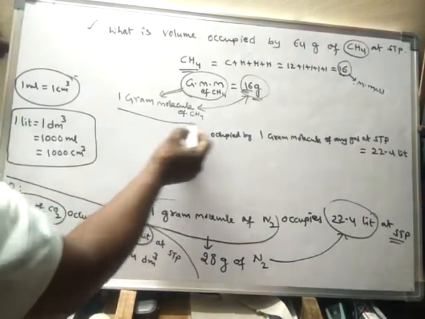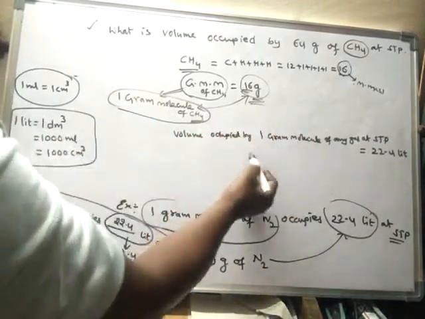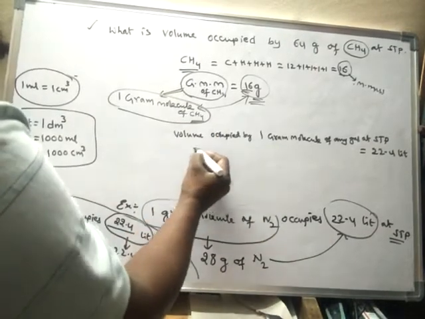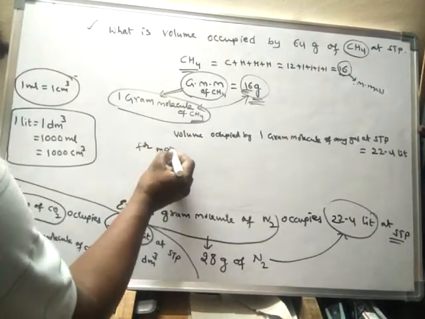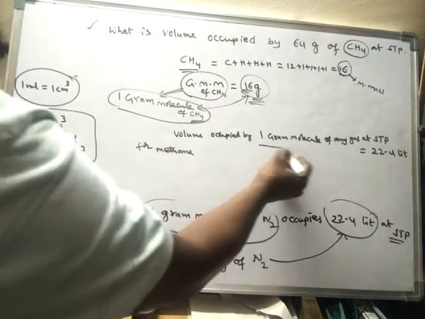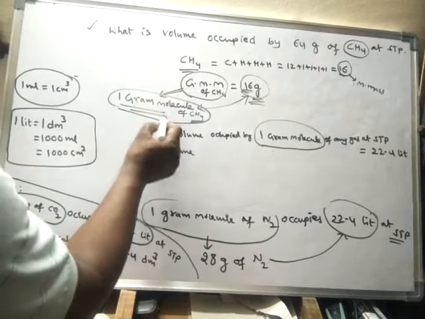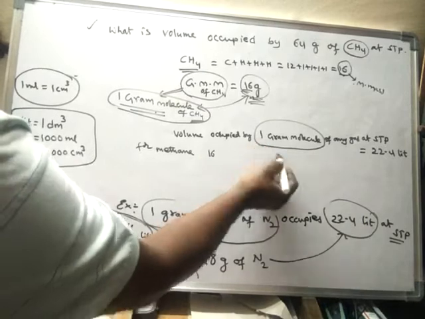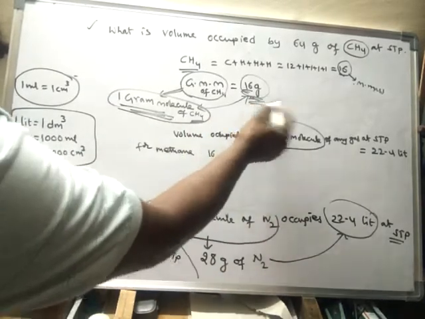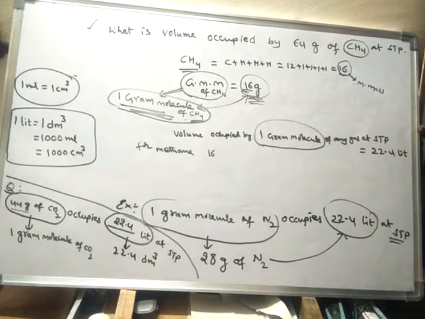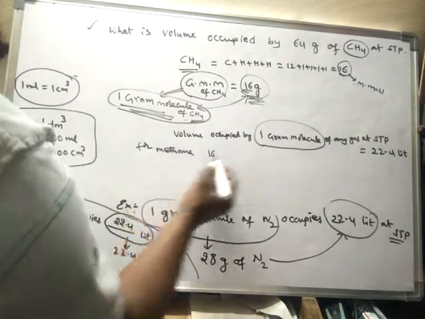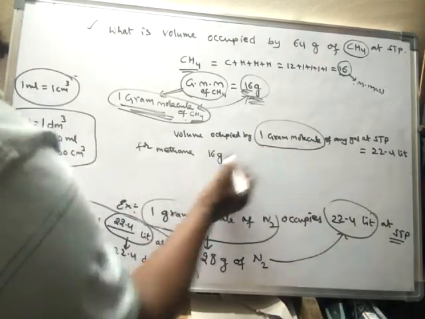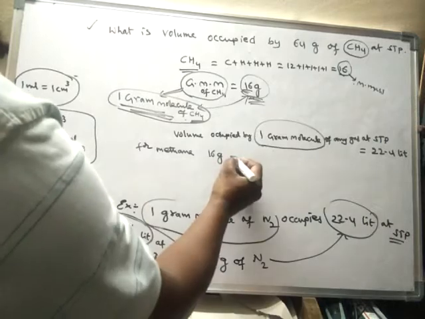But 1 gram molecule of methane is 16 grams. Suppose it is methane, then 16 grams. That is for methane. So what is the value of gram molecule in grams? 16 grams. For methane, instead of 1 gram molecule, I will write 16 grams.